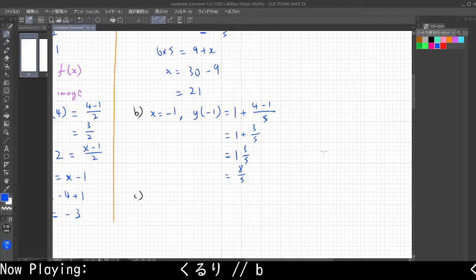Okay, C. The value of x where g(x) maps to itself.